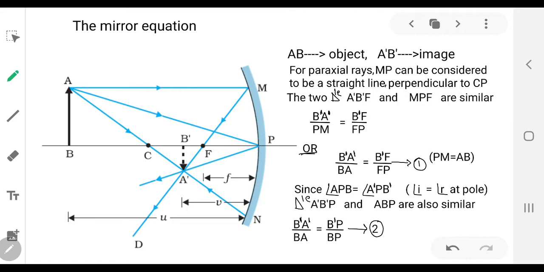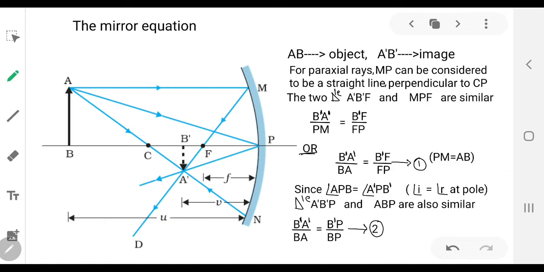So here we have taken a mirror. After drawing the mirror, the first thing you have to do is draw a principal axis at the center of the mirror. After drawing the principal axis, you have to mark the pole of the mirror. After marking the pole, you have to mark the principal focus and center of curvature. Look at their positions. Here is our principal focus and the center of curvature. C is double the length of PF, double the length of the principal focus.